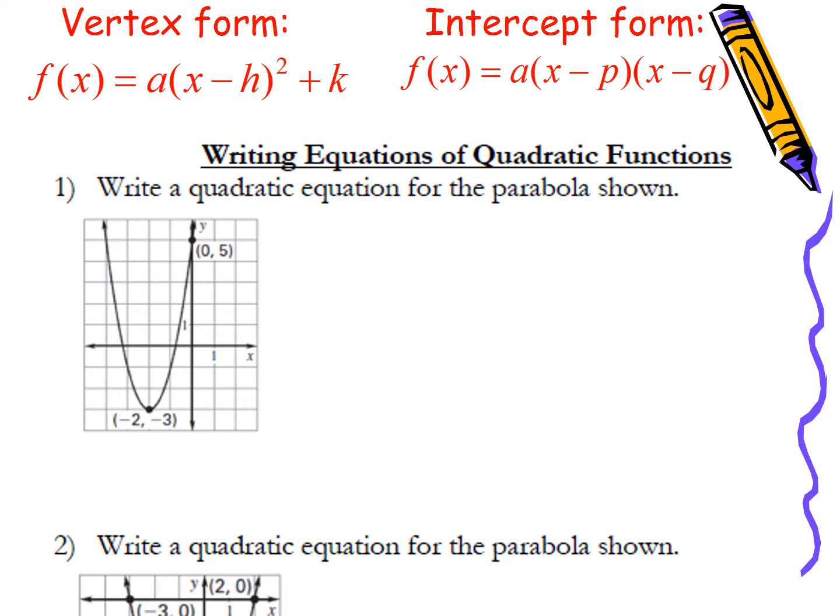On the top, you should write the generic form in vertex form and the generic form for intercept form. You should write on the top of your foldable, or even in your notebook by your foldable, the vertex form, which is f of x is equal to a times x minus h squared plus k, and intercept form is f of x is equal to a times x minus p times x minus q, where p and q are x-intercepts on the graph.